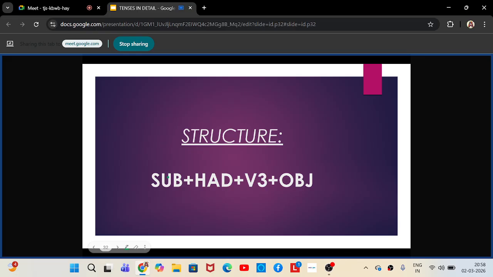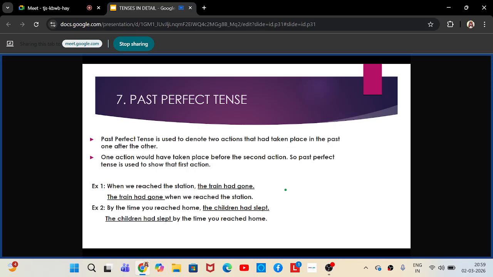Present perfectல நம்ம எப்படி எழுதணும் structure? Subject plus has or have plus V3 plus object. Exactly. So there it was has or have. This is past perfect, so you are using had. So it is subject plus had plus V3, also remember to use V3 because it is perfect tense. எல்லா perfect tensesலயுமே V3 form தான் வரும். Okay, plus object.